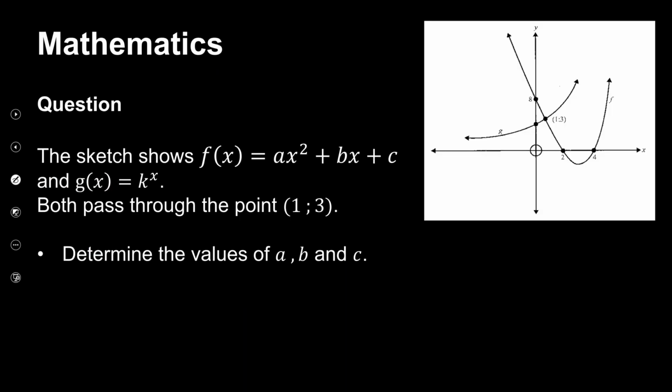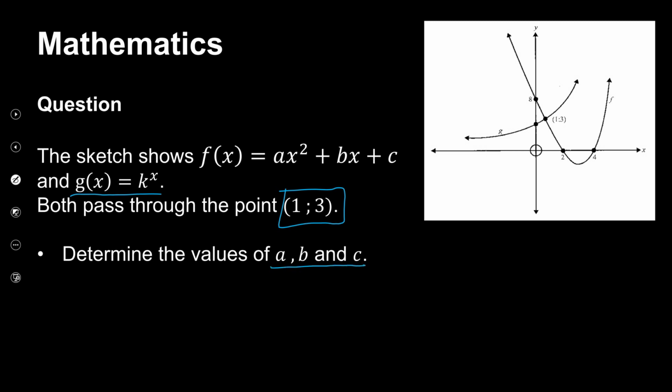So they're saying here, the sketch shows f of x equal to ax squared plus bx plus c, and g of x is equal to that. And both these two graphs pass through that particular point. This is very important, guys. I promise you, there is no way that you can do a graph and they don't tell you which point the graphs are passing through.